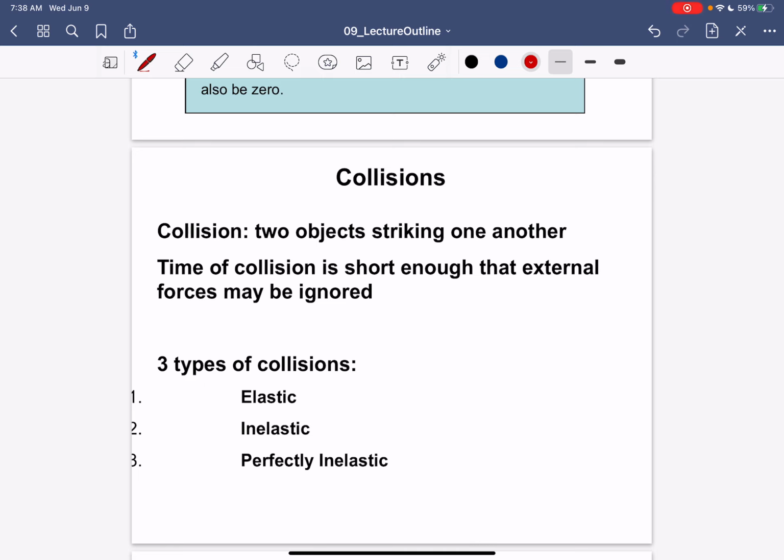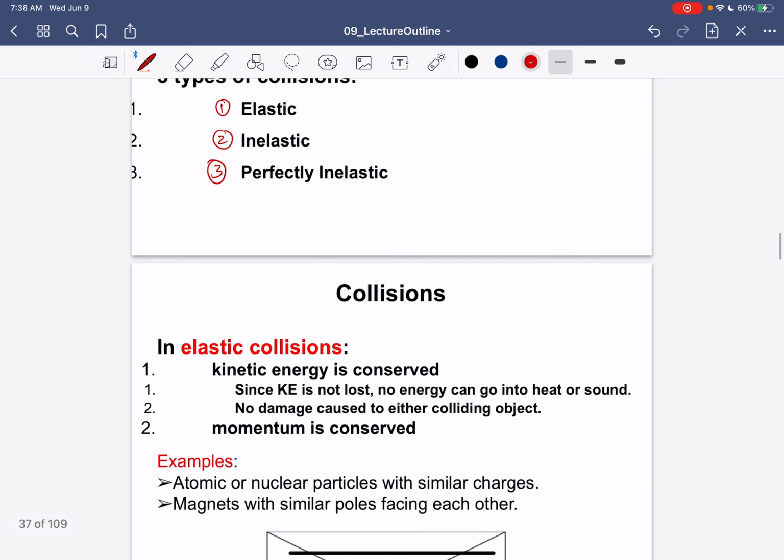one of them is going to act on the other by a force for a very short period of time. We have three major types of collisions: elastic, inelastic, and perfectly inelastic. And we're going to go over all of these.